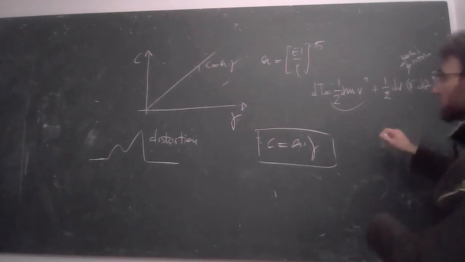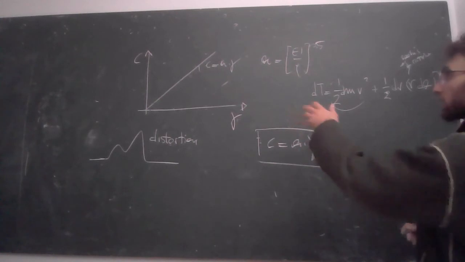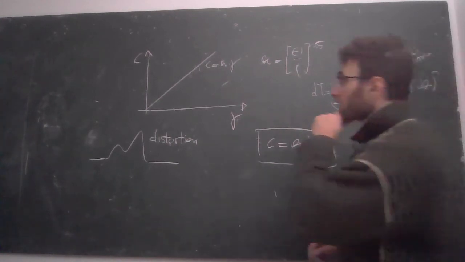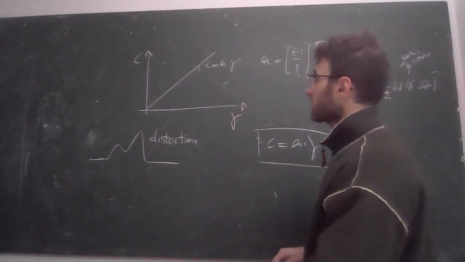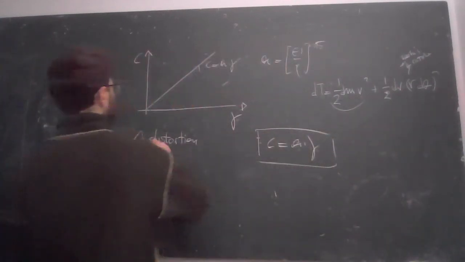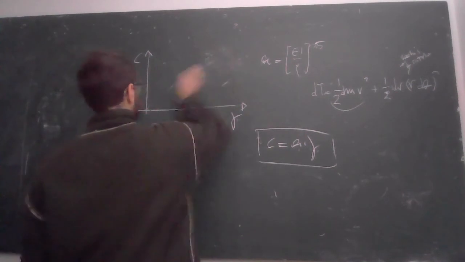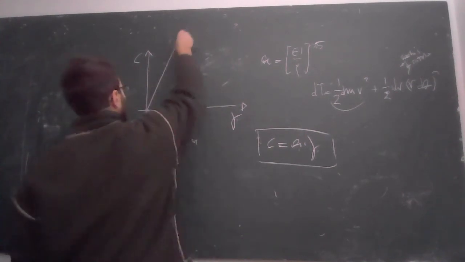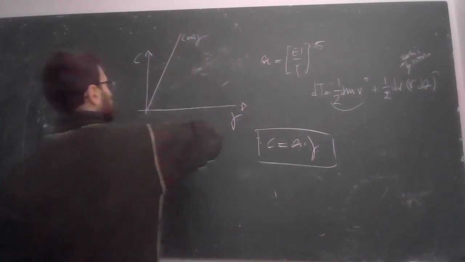Otherwise, it becomes far more important, and the Euler-Bernoulli equation does not fit the experimental data. So in reality, the beam behaves like this. This is the Euler-Bernoulli beam.